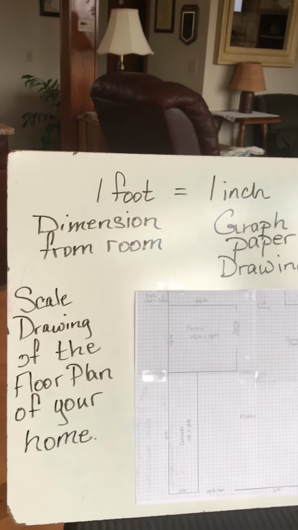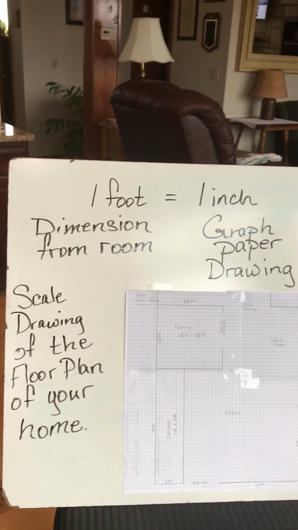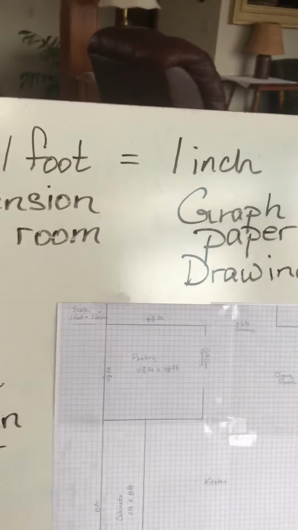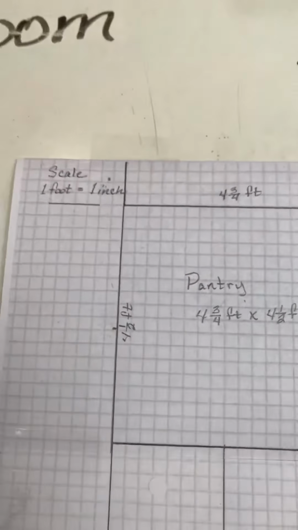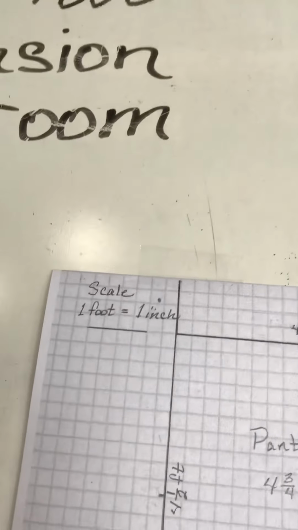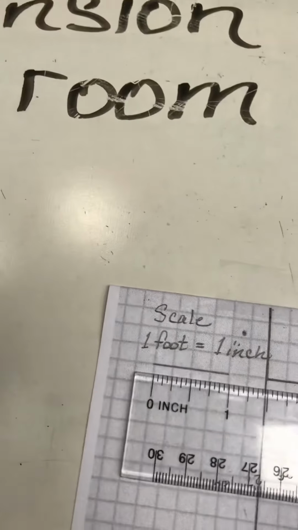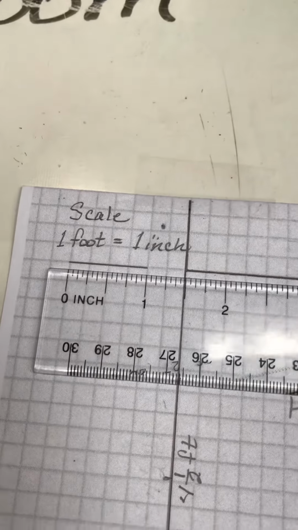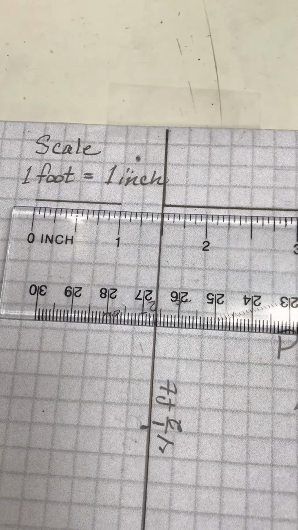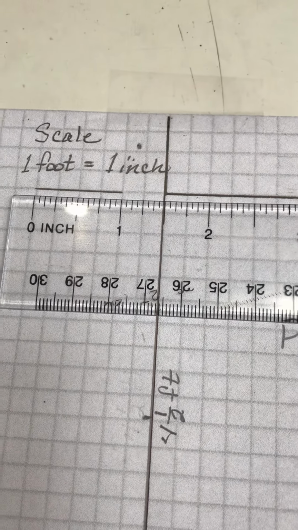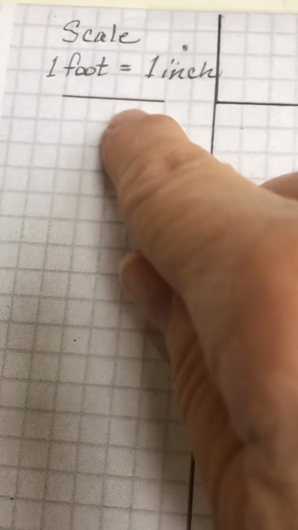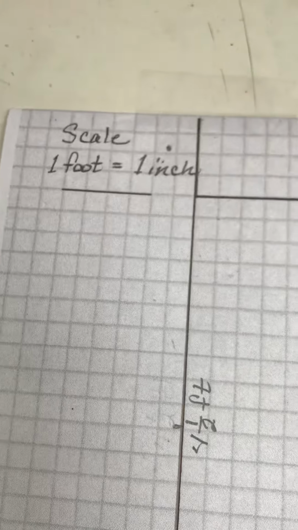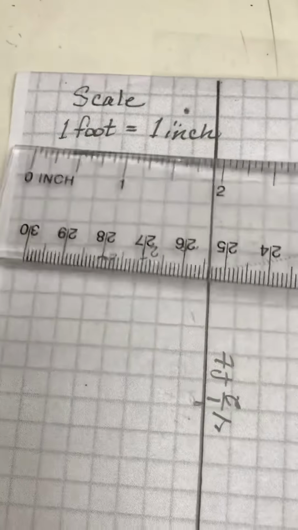The graph paper that I chose for you, we're going to use a scale of 1 foot equals 1 inch. So with the graph paper, if you can see, 4 lengths of the blocks, 4 of those blocks, 1, 2, 3, 4, will equal 1 inch.